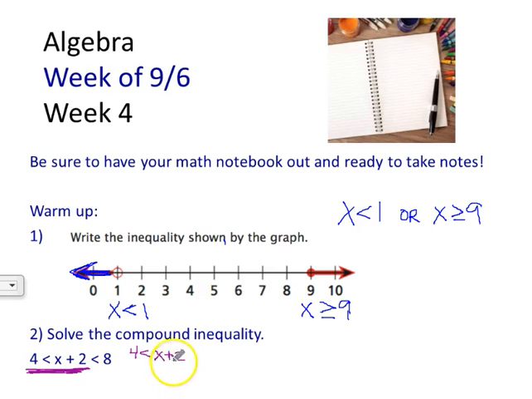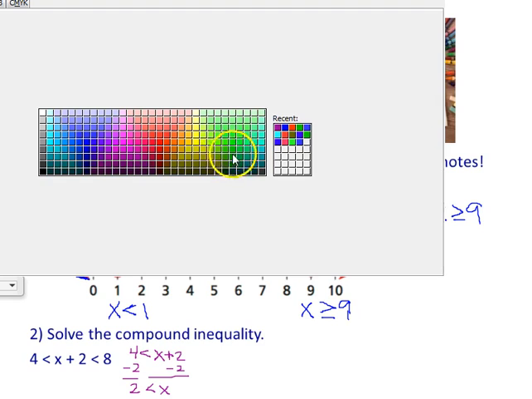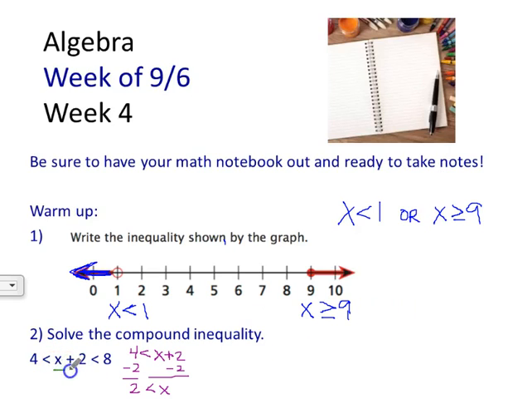Let's solve for that. So to solve for x, we're just going to subtract 2 from both sides, and I'm left with x is greater than 2. That's one portion of my answer. We also have another equation in here, don't we? If we focus, let's change my color so I can underline that, we also have the statement that x plus 2 is less than 8.